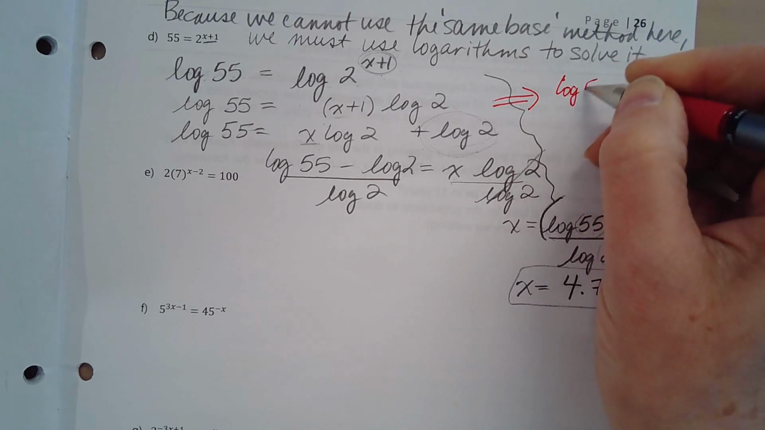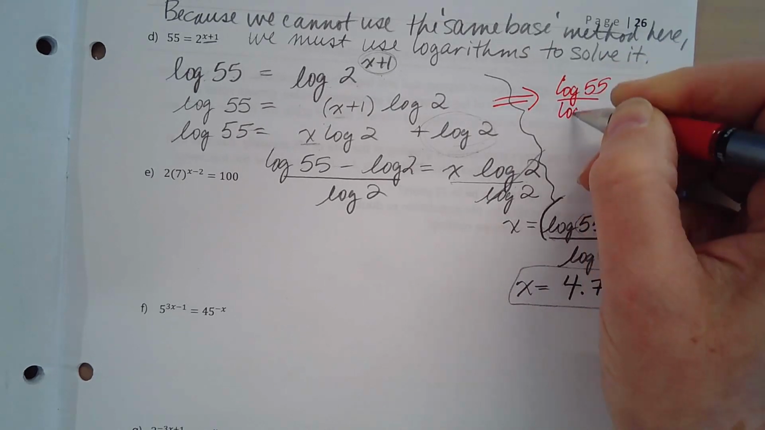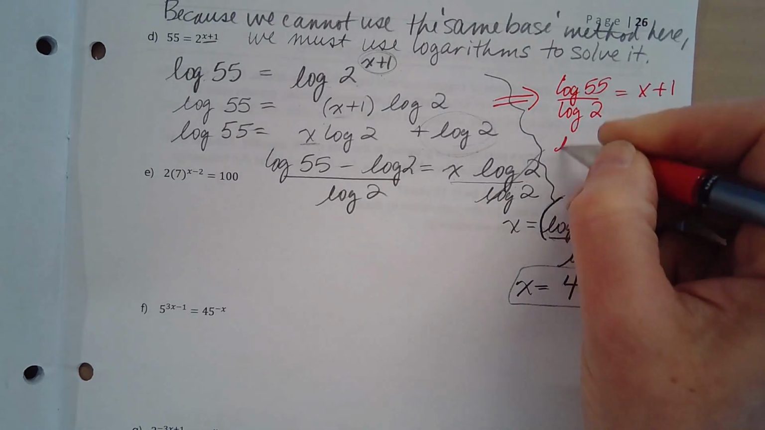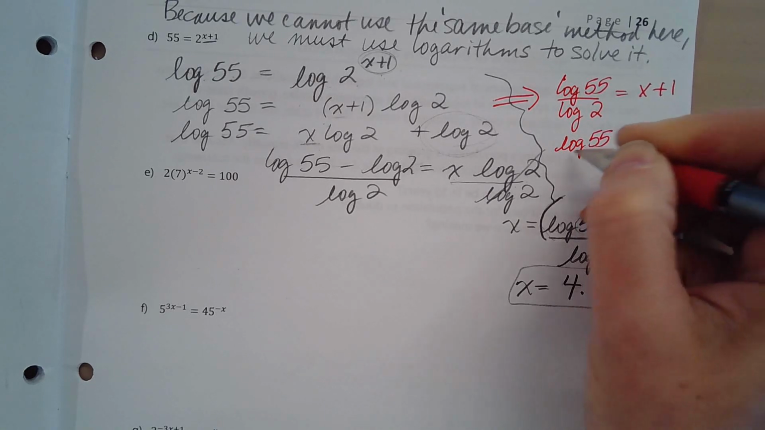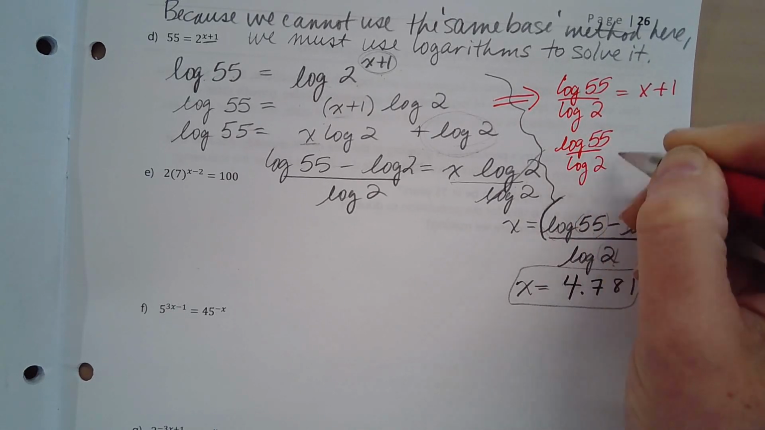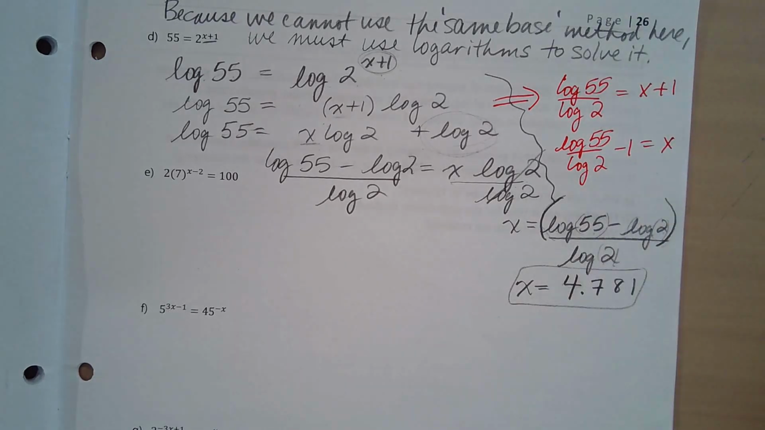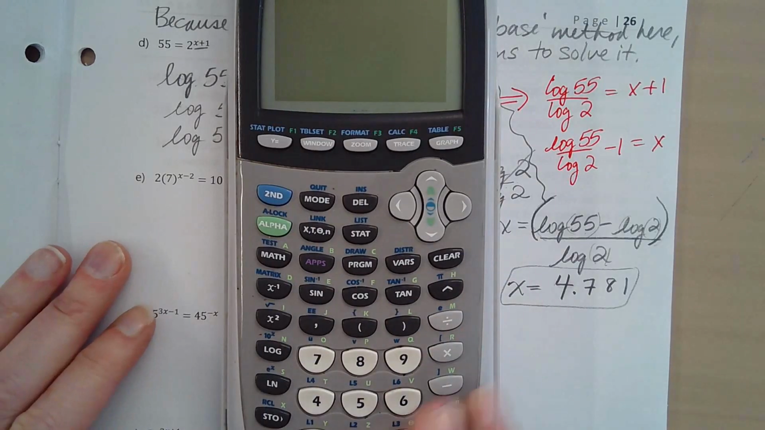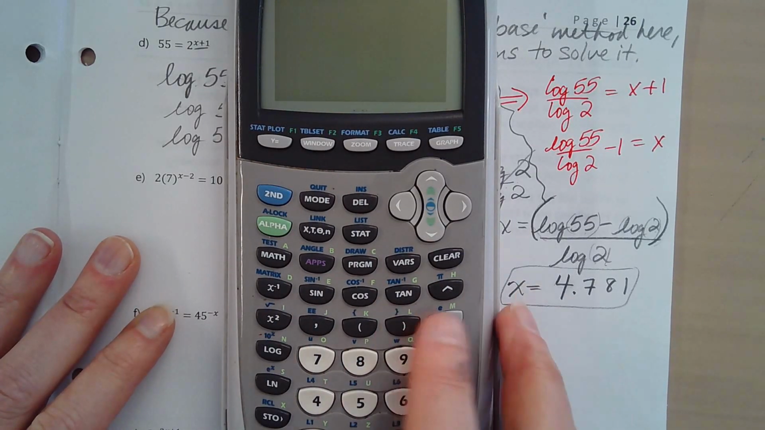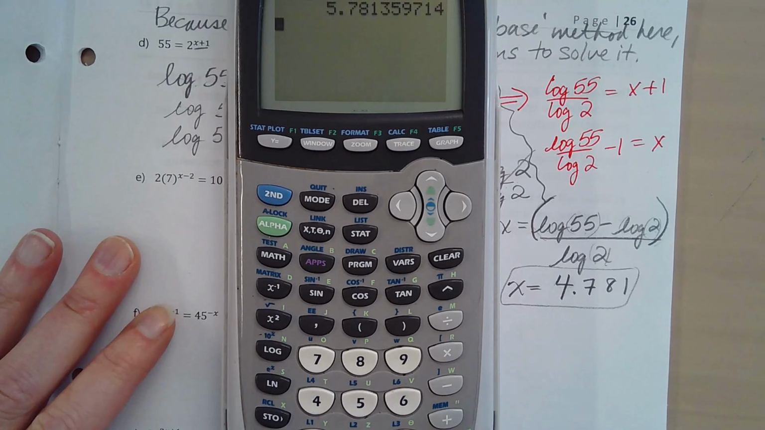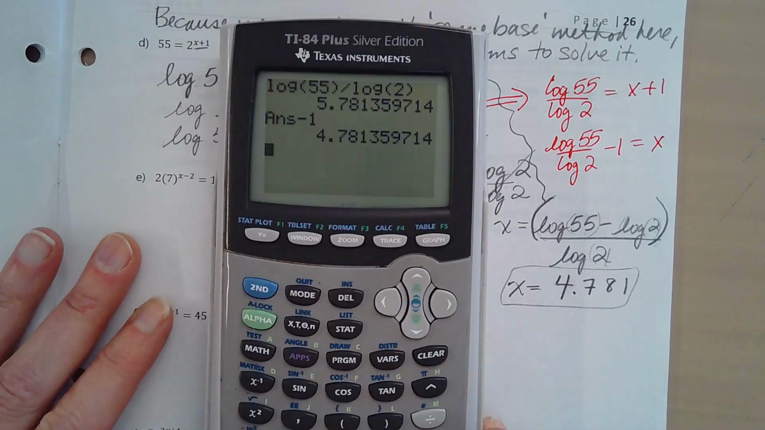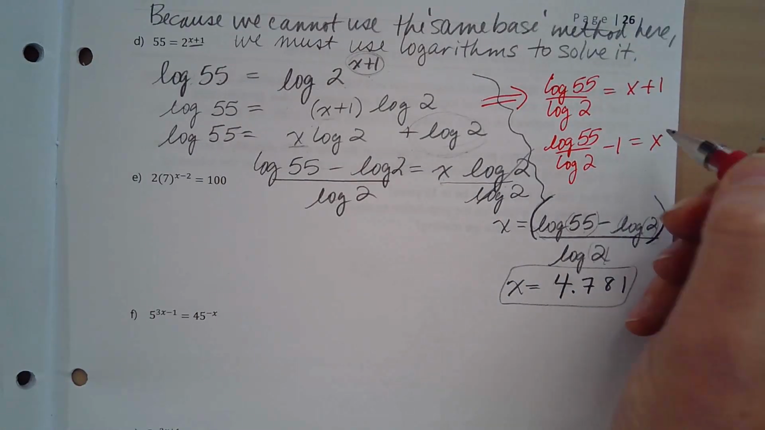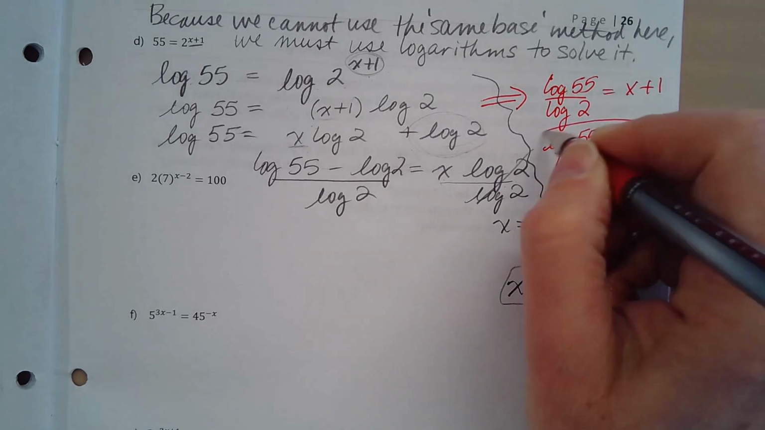Log 55, that's true, you could do that, divided by log 2, right? And that leaves you with x plus 1. Then you could do log 55 divided by log 2 minus 1 equals x. Yeah, that's mathematically sound, isn't it? And you should get the same answer, that's good. So log 55 divided by log 2 minus 1 equals 4.781. Perfect. Yeah, either way. Did anyone else do it this way? Yeah, that's fine.